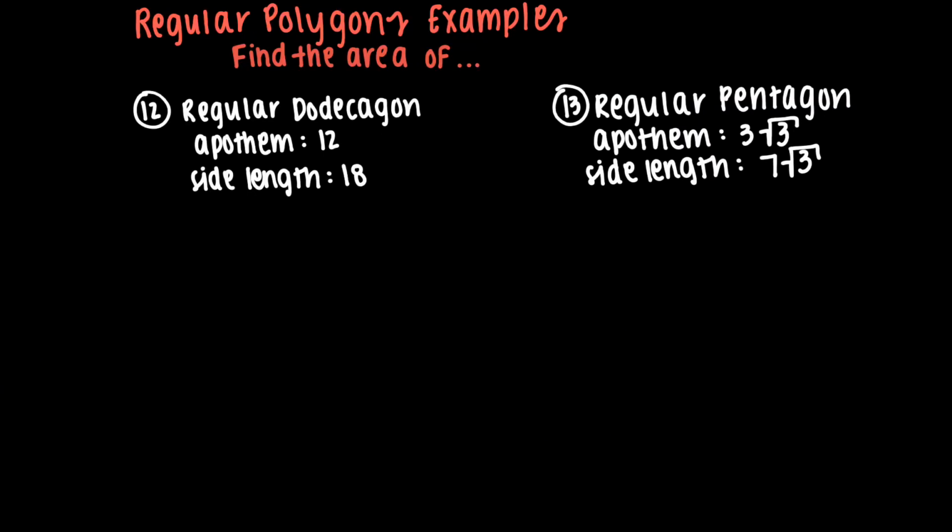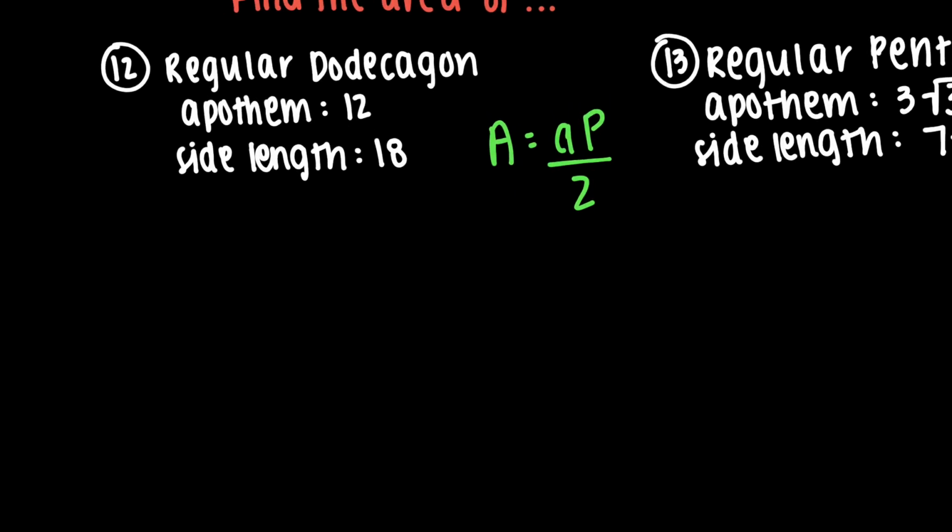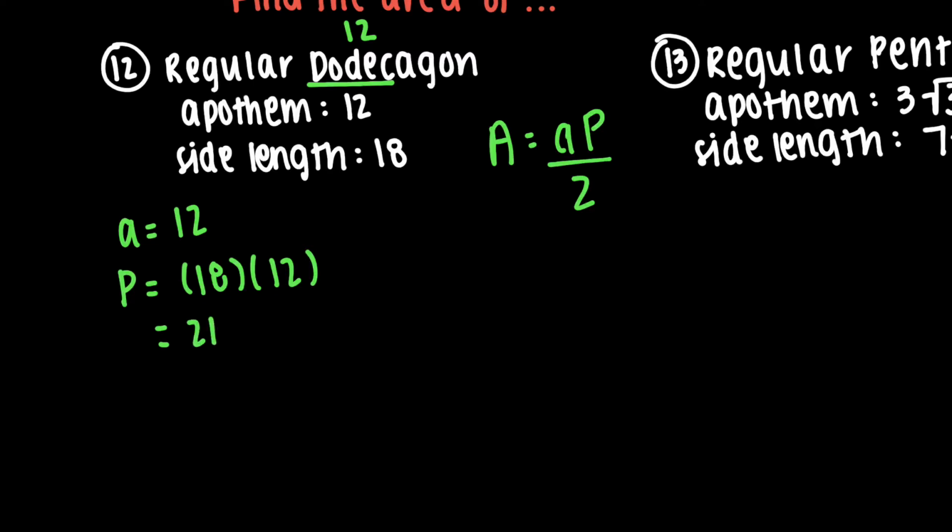Alright, so the last two examples are regular polygons, which is what we just did. So area is equal to the apothem times perimeter divided by 2. So number 12, I tell you it's a regular dodecagon. And remember, dodec means 12. So my apothem is 12, and my side length is 18. So my perimeter, I take that side length, I multiply it by the number of sides, which I found to be 12. So 18 times 12 gives me 216 for my perimeter.